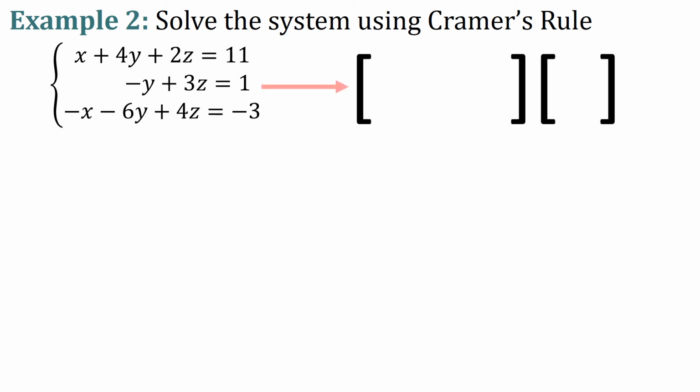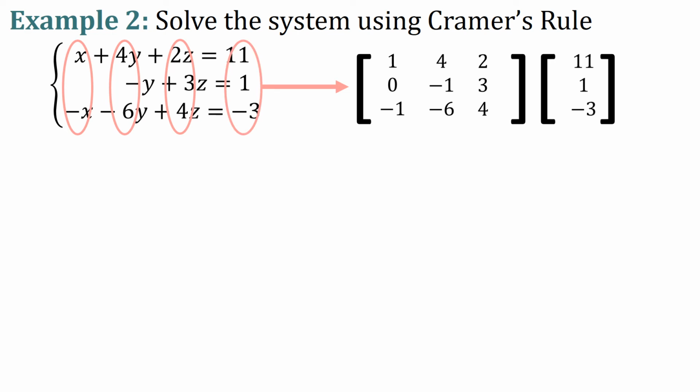First, we need to make our coefficient matrix. Looking at our x's, we notice that our first x has a coefficient of 1. We're missing our second x, that's a 0, and our last x is a negative 1. Looking at our y's, we see 4, negative 1, negative 6. And looking at our z's, we see 2, 3, and 4. Our answer matrix is 11, positive 1, negative 3.